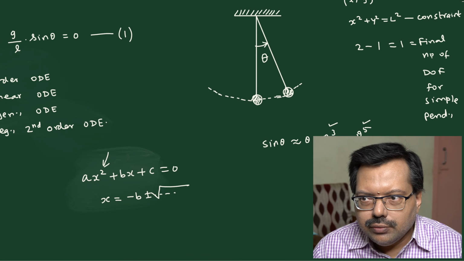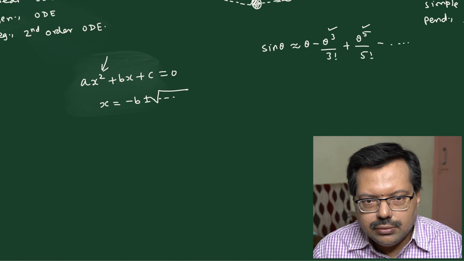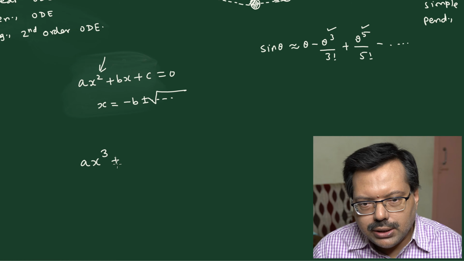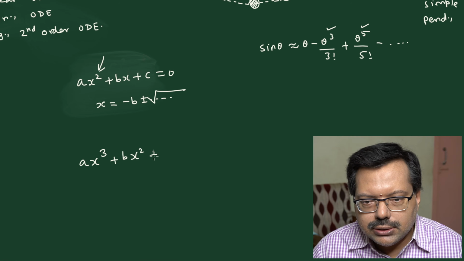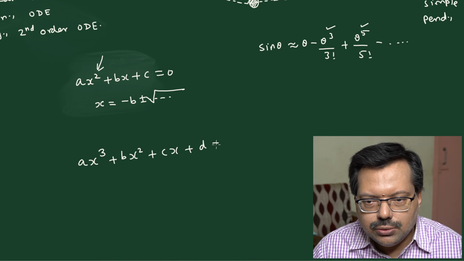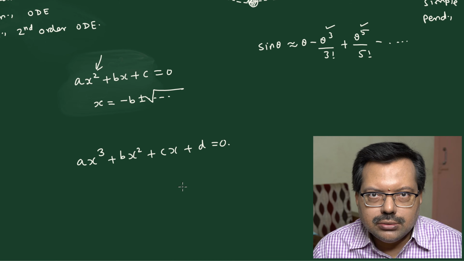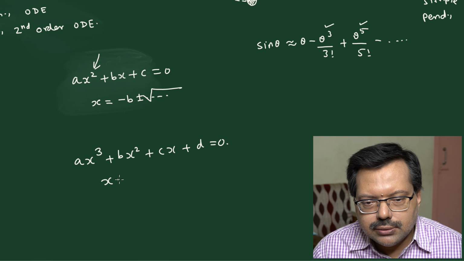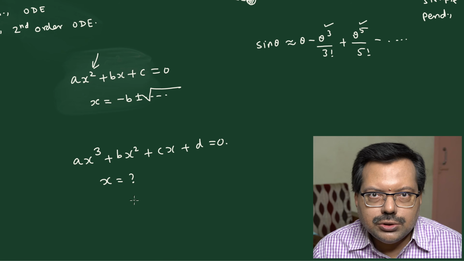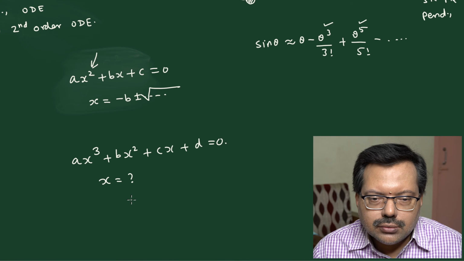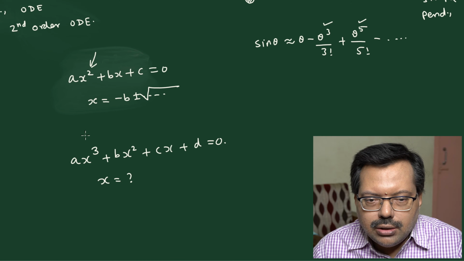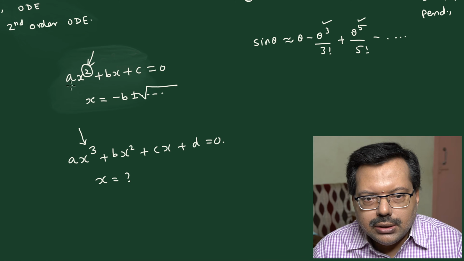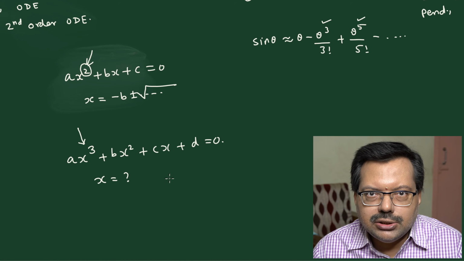However, when the power increases a little bit, for example, if it becomes power 3, ax cube plus bx square plus cx plus d equal to 0, this is also an algebraic equation. No calculus, no derivatives. And now once again we ask the question, what is x? Now you cannot write down a closed form solution easily. So as you see, this is the nonlinearity. 2 is also nonlinear by the way, but that nonlinearity is at least manageable.